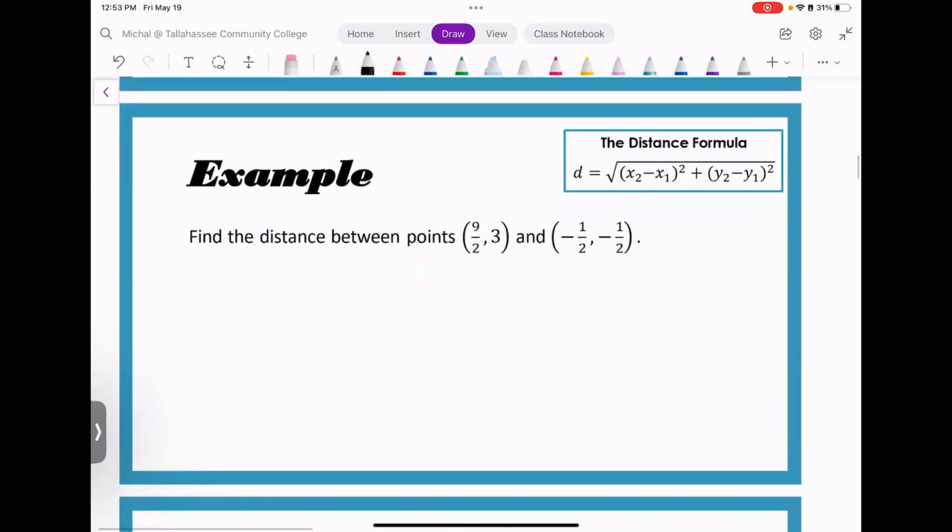In this example, we're going to apply the distance formula to find the distance between the points (9/2, 3) and (-1/2, -1/2). The first thing I'm going to do is label the points as x1, y1, and x2, y2.